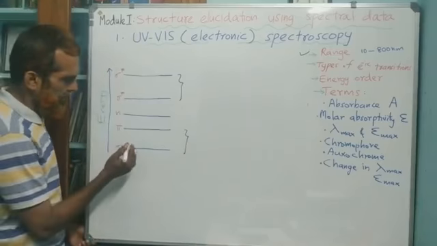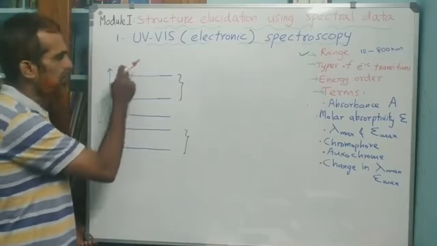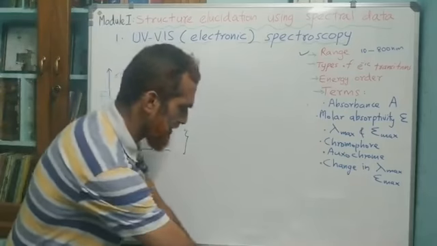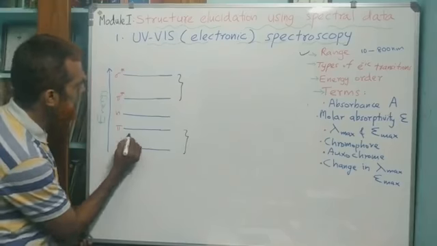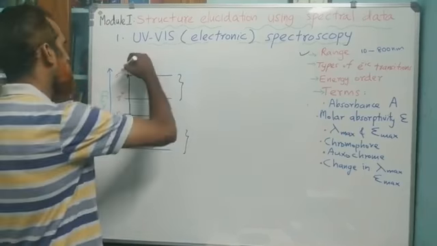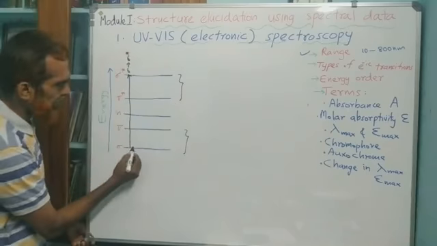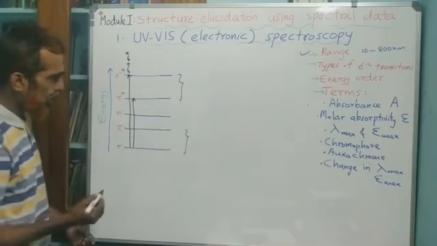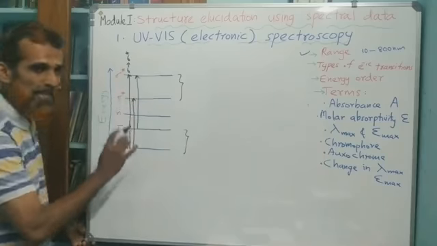So, transition can be from sigma, pi or N to pi star and sigma star. So, considering various transitions, let us note the transition having maximum energy is from sigma to sigma star. Okay, this is sigma to sigma star transition. Okay, the next one, it can be from sigma to pi star, right? Or from pi to sigma star, which are having roughly the same energy.